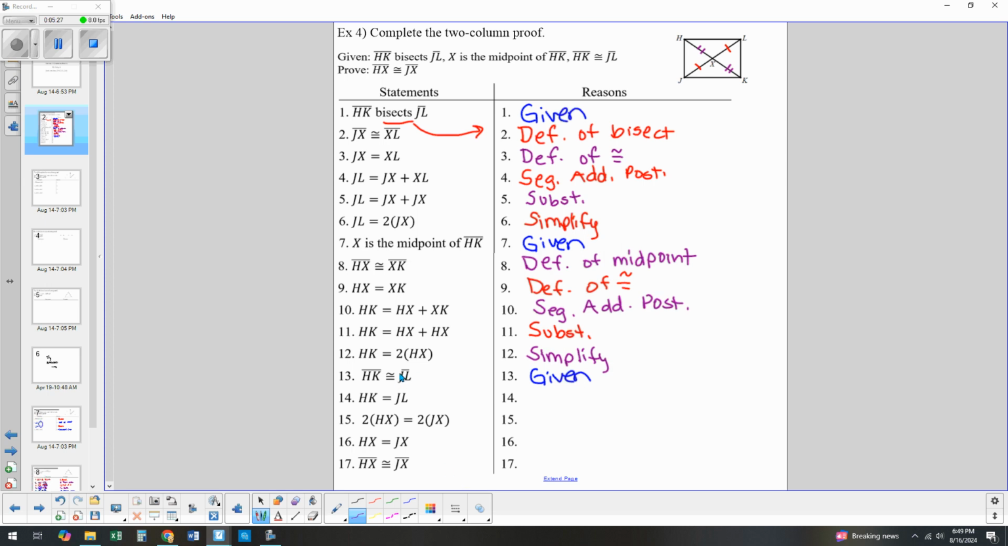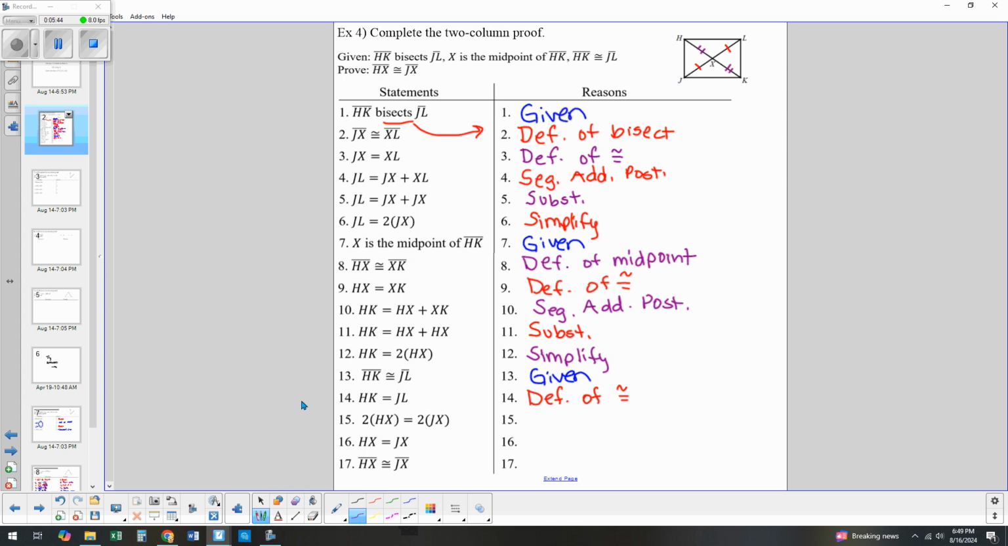And we get to yet another given statement. Then I switch it from congruency to equality in the very next step. So we have another definition of congruence. And hopefully you can see why you're going to be rock stars at this particular reason.